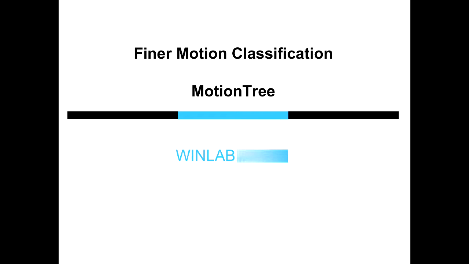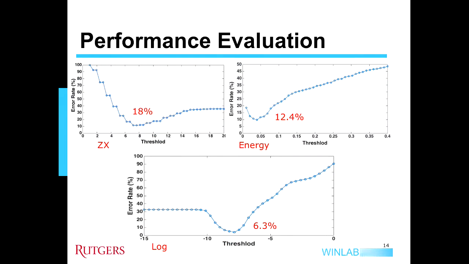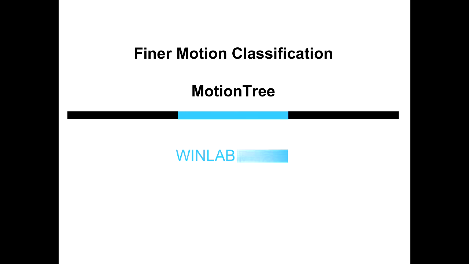Okay, the second contribution is what we call motion tree. So far we explained how to detect motion. We will use this feature as our main feature to detect motion. But now we want to know what kind of motion it is. So we have the second contribution in our study. We call it motion tree. I will explain why we call it motion tree. It's finer motion classification.